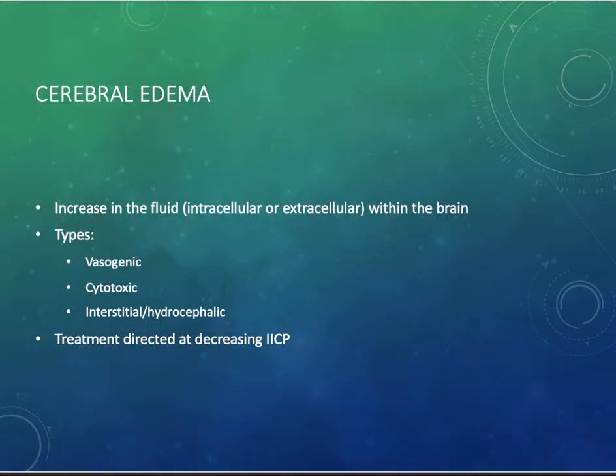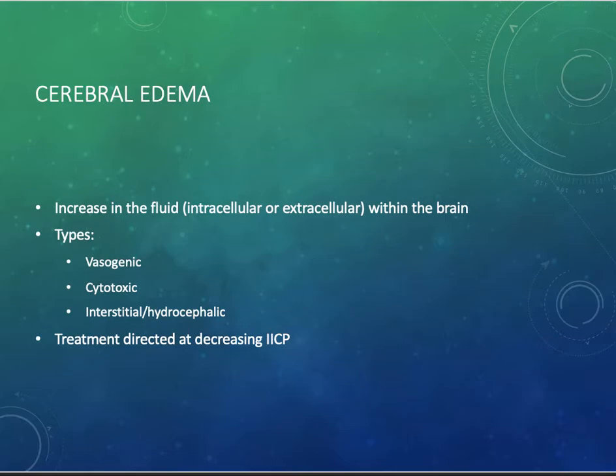So what is cerebral edema, since I talked about that being an increase in intracranial pressure? So this is an increase in the fluid in the brain. Now that fluid can be in the cells or it can be in the interstitial spaces or extracellular. There's a few types: vasogenic, cytotoxic, and interstitial. Vasogenic means that the fluid is leaking from the capillaries, okay? So this is actually very similar to regular edema. So when you have edema in your feet, for example, it's because you've got leaky capillaries and the fluid is coming out of the capillaries.